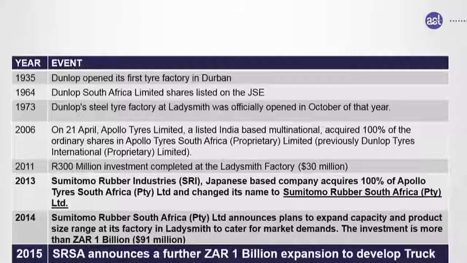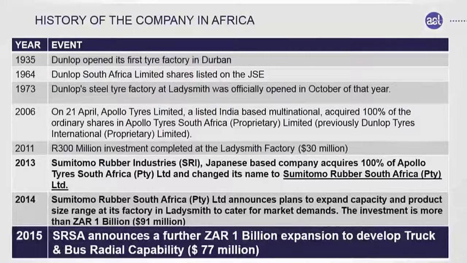In terms of our history in Africa, we started many, many years ago in Durban, South Africa, as the Dunlop Tire Manufacturing Company. Some of you will be aware of that name. And then in 2013, we were purchased by SRI of Japan. In 2014, $91 million was invested in expanding the production capabilities and capacity at our plant. And in 2015, another $77 million, both of which are R1 billion in our currency.